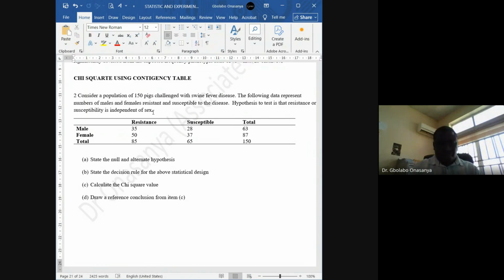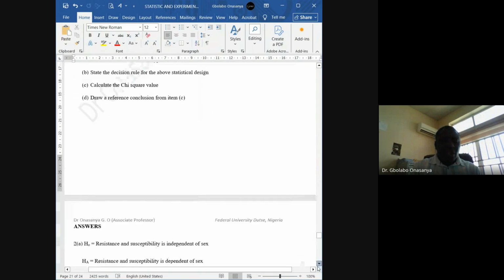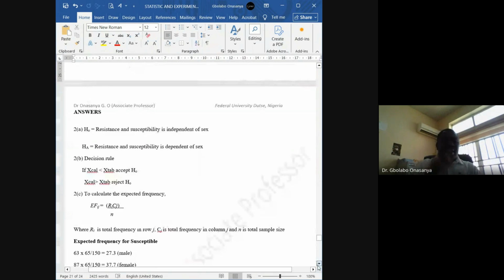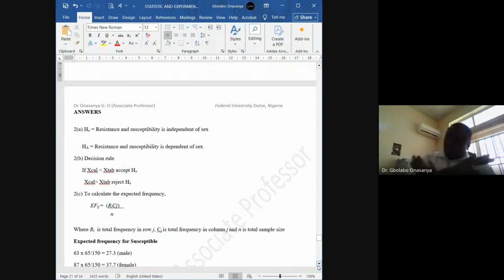How do we do this? The null hypothesis is that there is no discrepancy. Both male and female are supposed to respond the same way. There should not be a difference in the response of the male and female piglets to the swine fever outbreak. For no reason should there be differences or discrepancy in their response. That is the null hypothesis. Am I speaking sense?